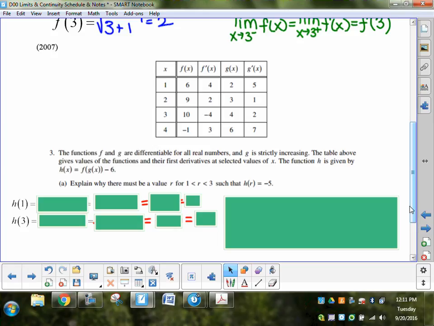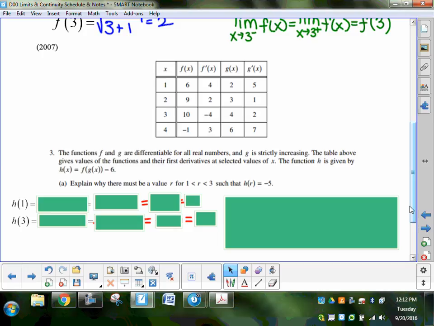Explain why there must be a value r between 1 and 3 such that h of r is equal to 5. If you're proving the existence of a value between two end values, that is referencing the intermediate value theorem. You need to determine the values at the ends and then see whether, if it's continuous, it's got to hit it. Now, let's evaluate h of 1.